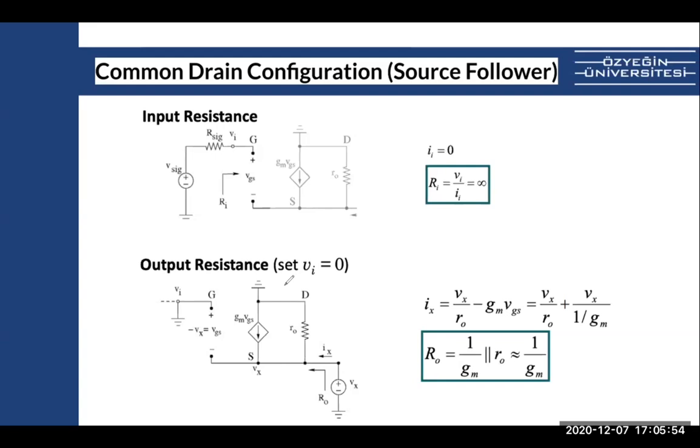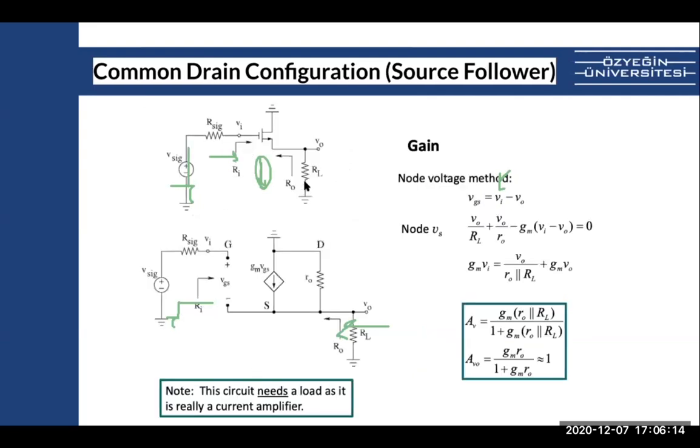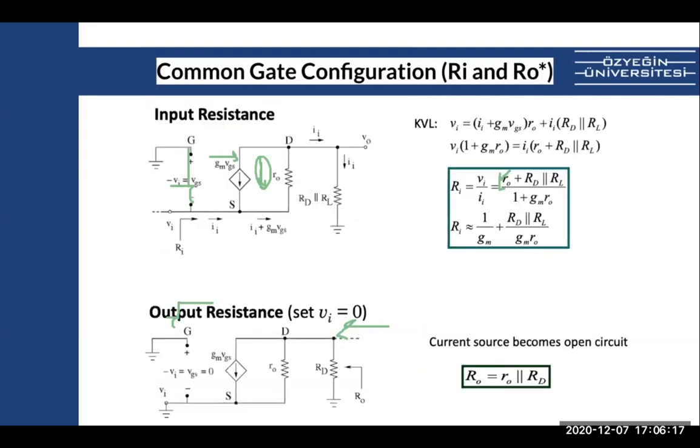Similarly, for output resistance, you short your signal. So this one becomes shorted. And then you solve for the output. Similarly, for Rin, this is not connected, so this is infinite, right? But if we look at the previous transistor, the common gate, Rin is not infinite, right? Because now Rin is connected to the source.